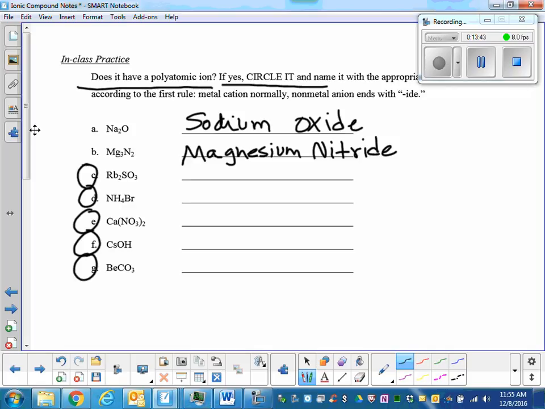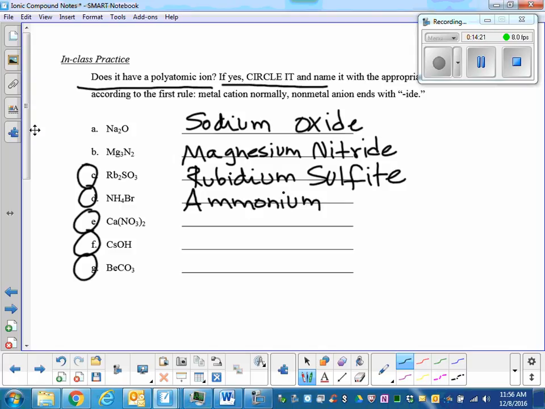Okay. Going back. Lante, what is Rb? Number 37. Rubidium. We circle this as containing a polyatomic ion. What polyatomic ion is that? Sulfide. It is a sulfide. Molly, do you recognize the polyatomic ion? Ammonium. And what will it end as? Bromide.